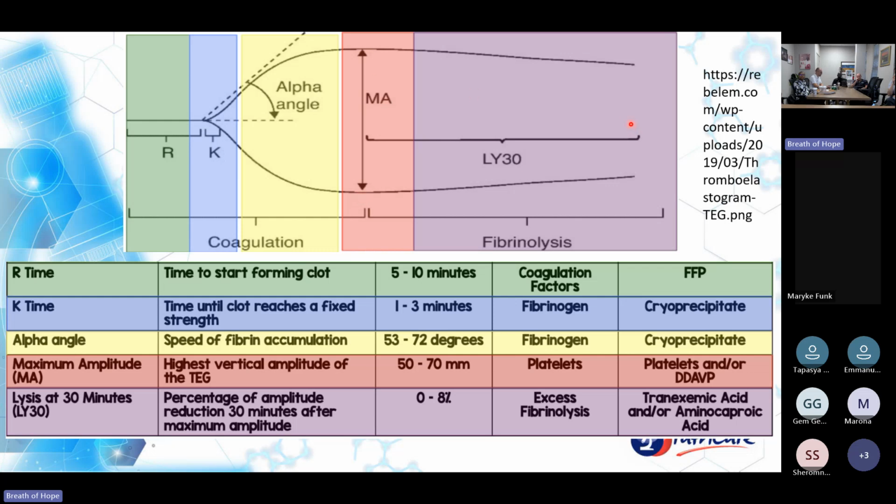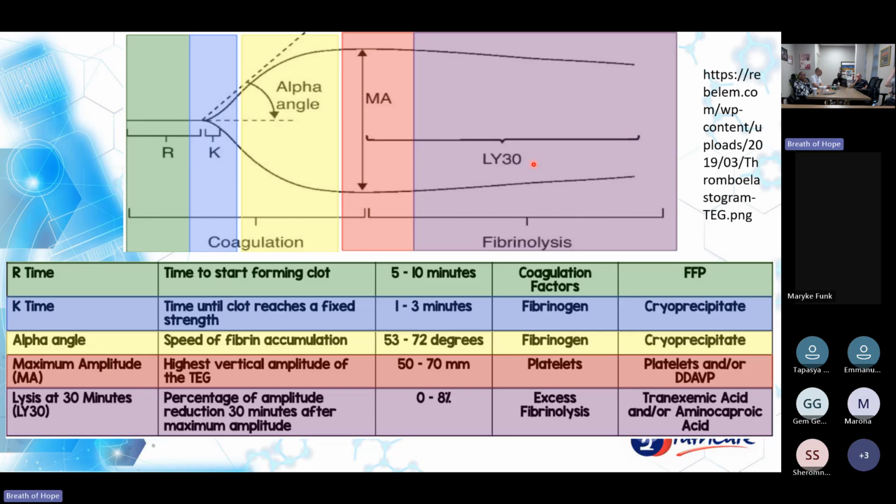And after that, you have lysis, and it's measured at 30 minutes. If there is excessive breakdown of the clot at lysis at 30 minutes, then you need to give fibrinolysis inhibitors such as your cyclopentone.